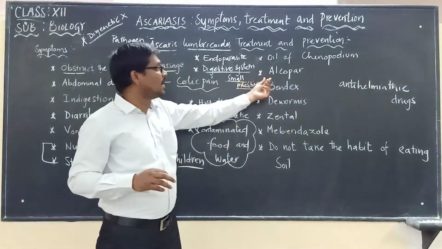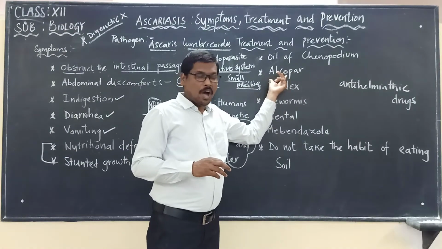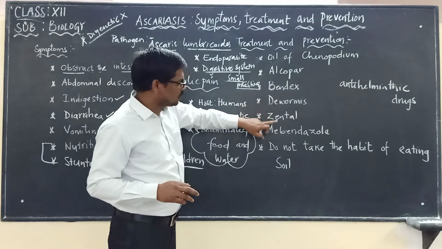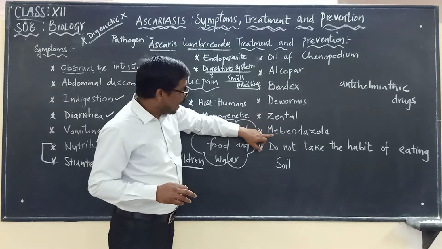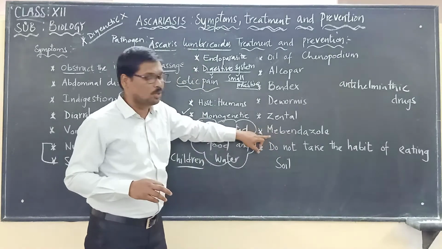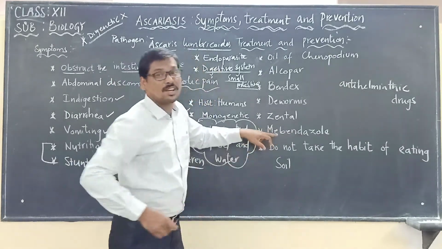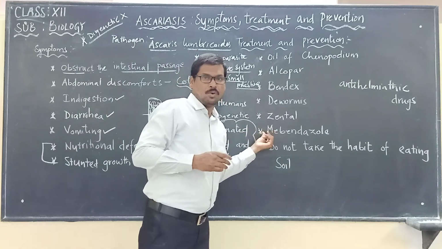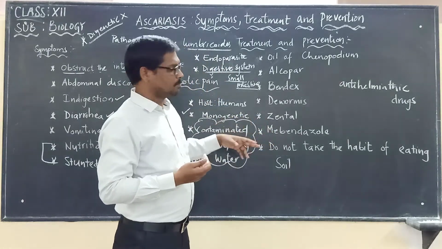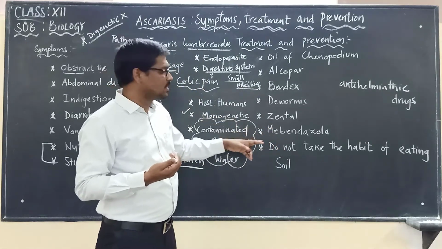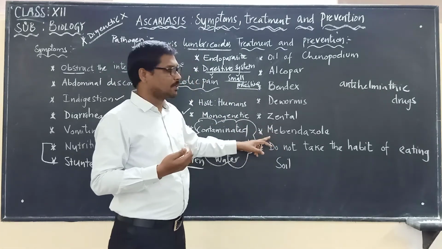Otherwise, there is another one called Alcopar. Alcopar is another drug. Then Bandex, Dewormies, Zental, and mebendazole. Mebendazole is a drug of choice, we say. Only if it is required they will use it, because patients can become addicted to this drug. So it is called a drug of choice.